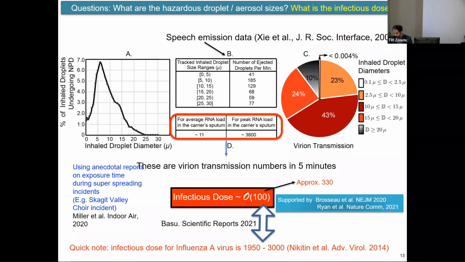From the CFD simulations, which I showed at the beginning, we can figure out which of these droplets, and how many of them, are going to end up at the nasopharynx. And once we know that, then from the mathematical model from the previous 2 slides, we can figure out what is the viral load that would be carried by these droplets.